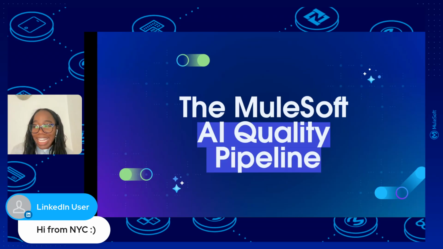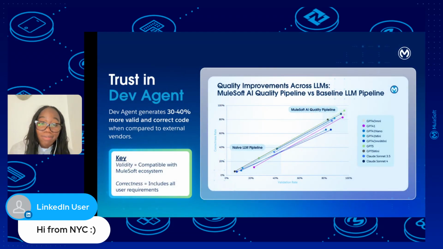So we built patented AI pipelines that have been optimized for the Mule ecosystem. What does that actually mean? What benefit does that bring to our customers? Well, quite simply, it brings true results. We evaluated our AI quality pipelines against other vendors using a dataset with hundreds of different use cases. And the numbers speak for themselves.